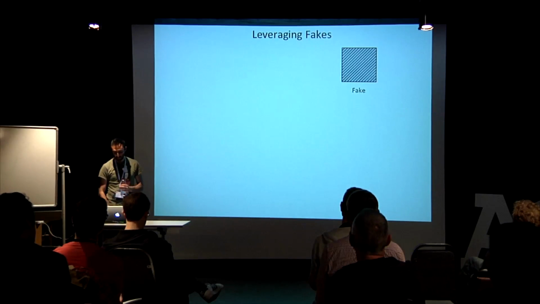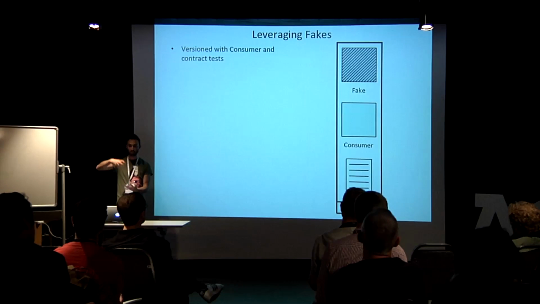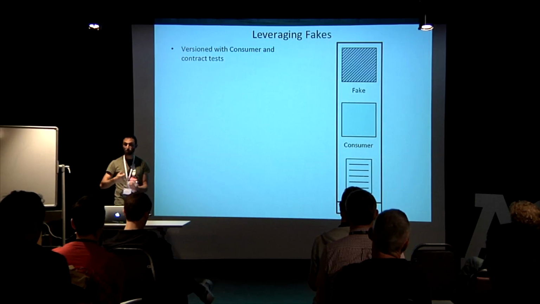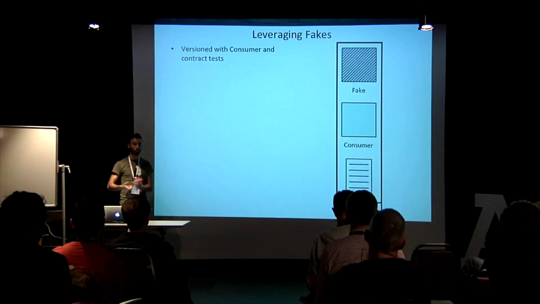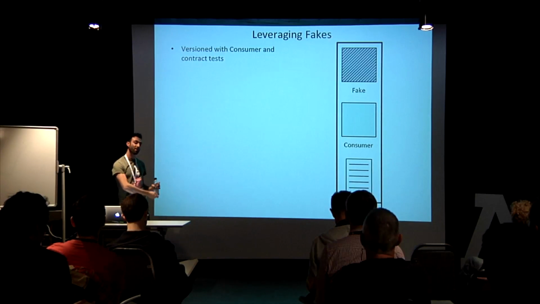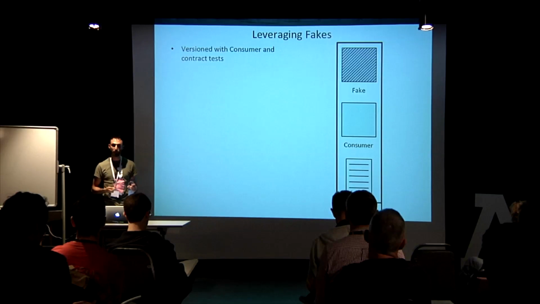In terms of leveraging these fakes, they're usually versioned with the consumer and the contract test. So you're essentially saying, here's version 21 of the application, which has version 21 of the contract, which I can run against any environment to prove that that environment will work with version 21 of my application. But I've also got version 21 of my fake, which passes those contract tests, and which I can use to test version 21 of the consumer. So all of these things live in the same source repository.